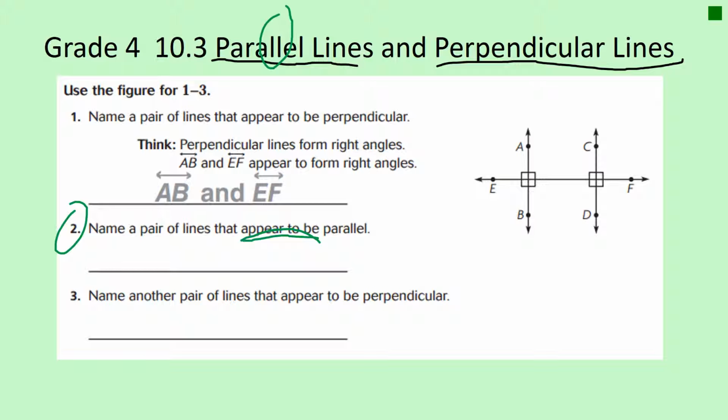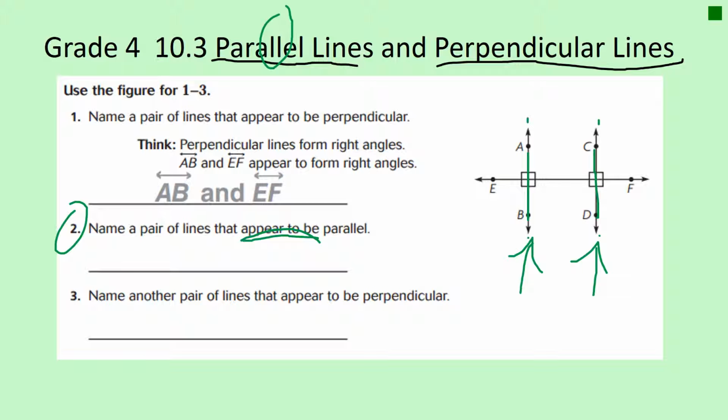Okay, so I'm looking for two lines that are the same distance apart all the way, and I can see that this line and this line, right? Do they appear to be the same distance apart from here to here to here to here? And those lines will go on forever and ever and never ever intersect one another, right? So I'm going to go with that line and that line.